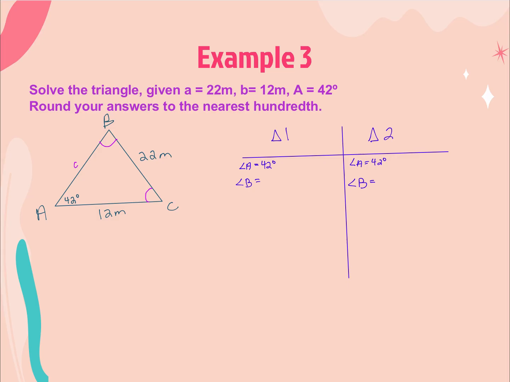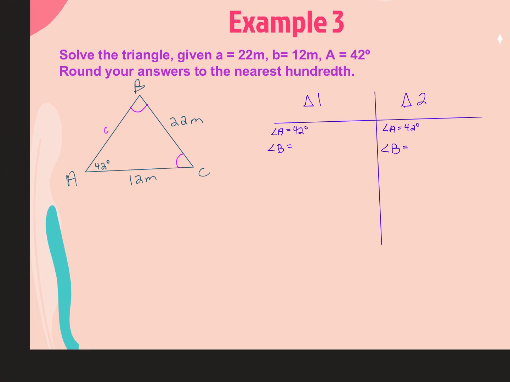But this is the way I want you guys to set it up. Look at what is given to you. Always draw your picture. What is given to you is 1 angle measure and 2 sides, right? Whenever you get 1 angle measure and 2 sides, you need to assume that there are 2 triangles. So I always set it up like this. Whatever is given in triangle 1 will be the same in 2. So I set it up like that.